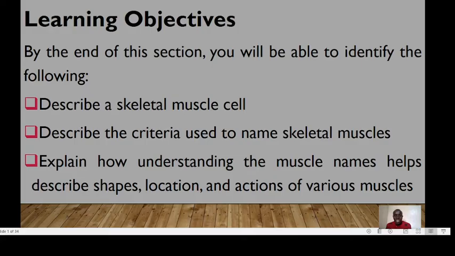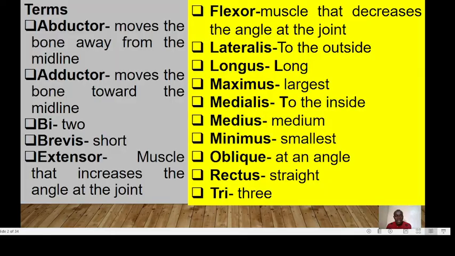So the study objectives for this session is that we need to be able to describe what a skeletal muscle is, a muscle cell, describe the criteria used to name skeletal muscles, and also explain how understanding the muscle names helps describe the shapes, location, and actions of various muscles.